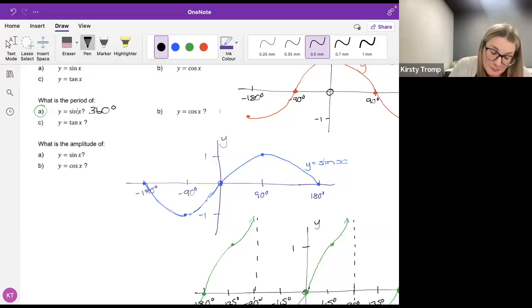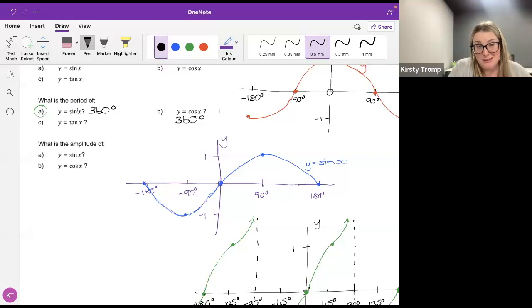All right. B, what's the period of the cos graph? What's the period of the cos graph going to be, guys? If the period of the sine graph was 360, good. The period of the cos graph is 360 degrees. Well done. Nice.